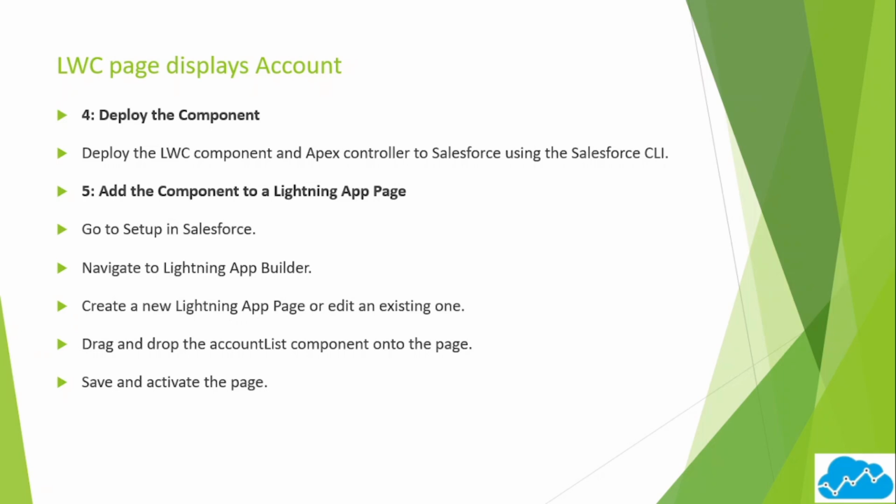Then after, we are going to add the component to a Lightning app page. For this we have to go to Setup in Salesforce and navigate to Lightning App Builder. Here we can go with creating a new Lightning app page or edit an existing one. In our case we are going to create a new Lightning app page, drag and drop the account list component onto the page, and finally save and activate the page.